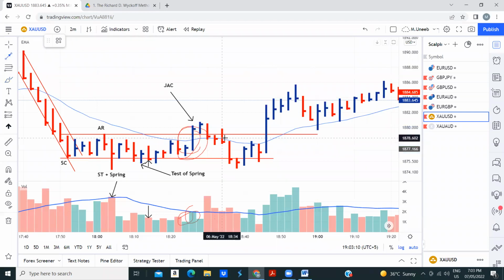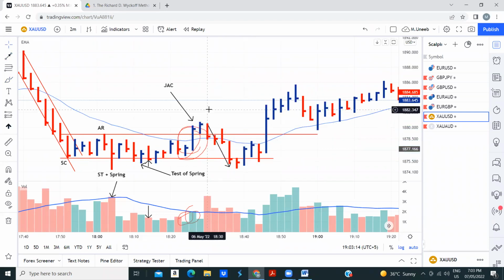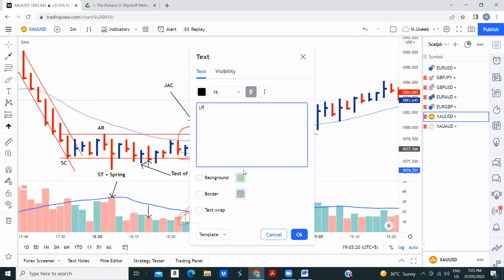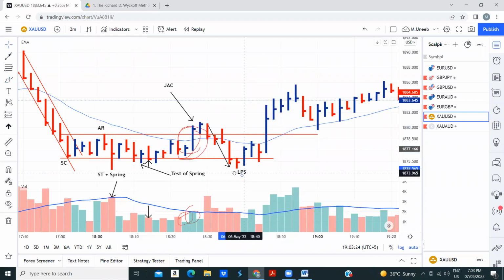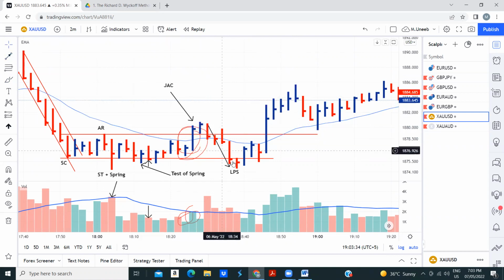This one is what? I told you, when the price jumps across the creek and then comes back and tests here again, what we call it as? LPS, last point of support. Got it? Now the price can test this region as well. For example, the price goes up and then tests this region, or the price just temporarily goes up and then tests this region. Both are fine. So we call it LPS.